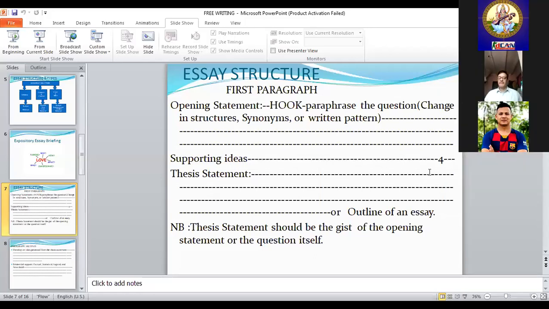Then I will get into the next section now. Take your pen out, ladies and gentlemen. Hello everybody, take your pen and paper out and try to write what I'm telling you. For expository essay, in the first paragraph, line number 1 is what we call the opening statement.